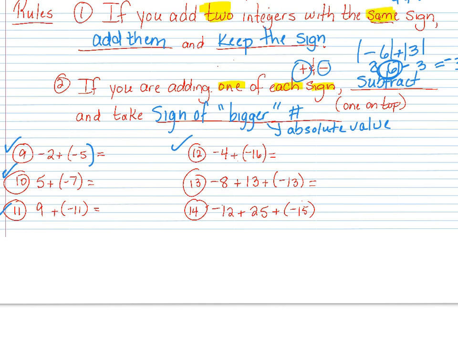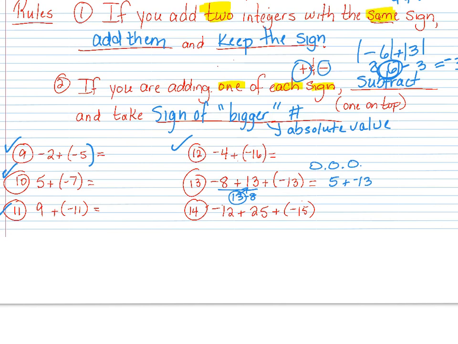All right, we're going to look at number 13. Okay, this is all addition, and according to our order of operations, we have to go from left to right. So you're going to show me -8 plus 13. Well, that's one of each, so I drop off the signs, take the absolute value. 13's bigger, so I'm going to do 13 minus 8, which is 5, and take the sign of the 13, which is positive. So this is going to become 5 plus -13.